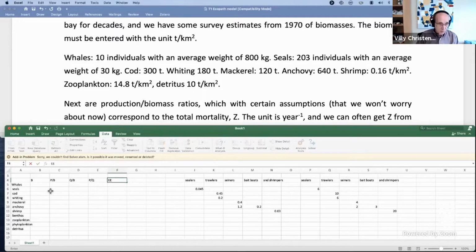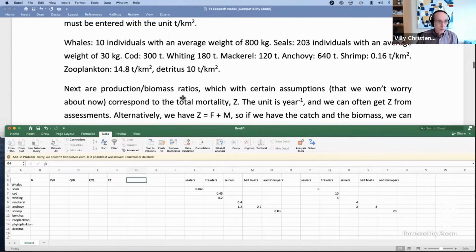So that's just the ratio between P over B and Q over B, production biomass ratio divided by consumption biomass ratio is P over Q. EE, and I think that's about it. So for whales, we have 10, so equals or plus 10. They eat their small, 800 kilogram times small things, times 800, not really whales at 800 kilogram.